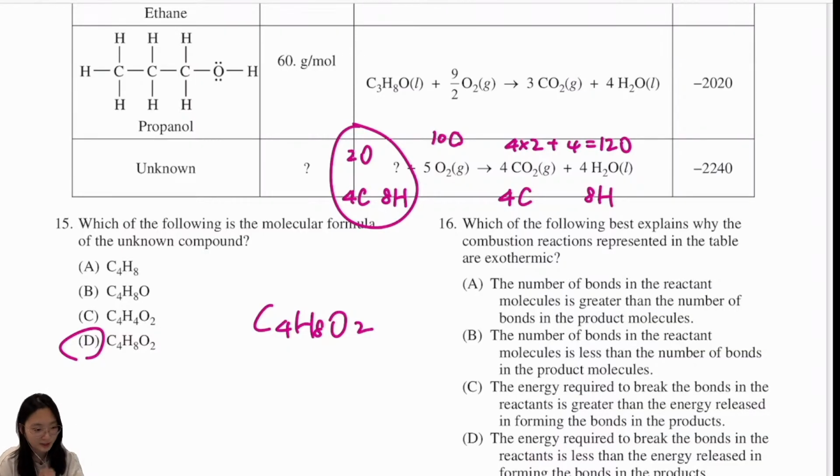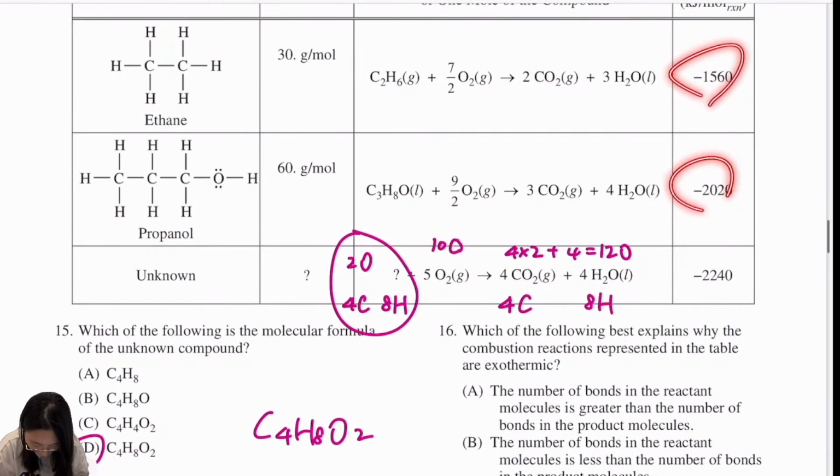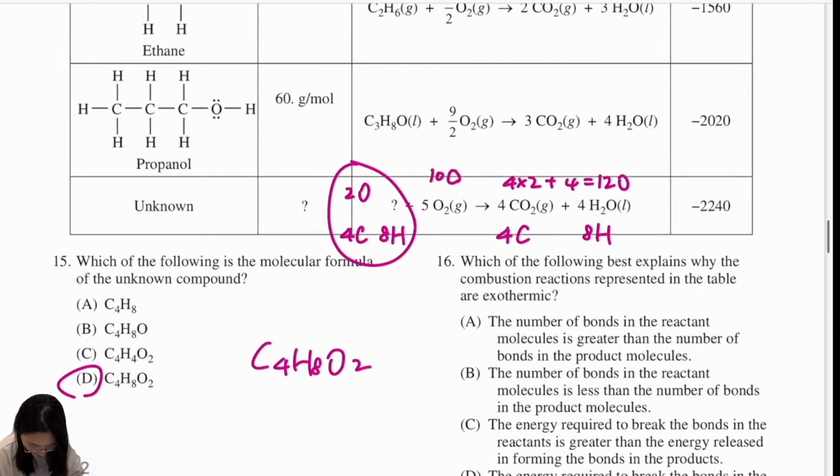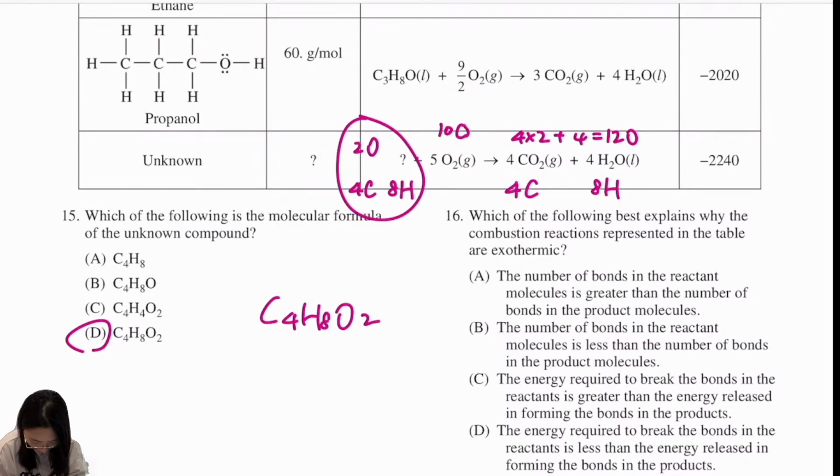Okay, D, great. And question number 16, which of the following best explains why the combustion reactions represented in the table are exothermic? Okay, all combustion reactions are exothermic, which means releasing energy. Remember that all the combustion reactions are exothermic reactions, which raises the temperature of the surroundings. It's because, okay, the number of bonds in the reactant molecules is greater than the number of bonds. Okay, so it's not really about the number of bonds.